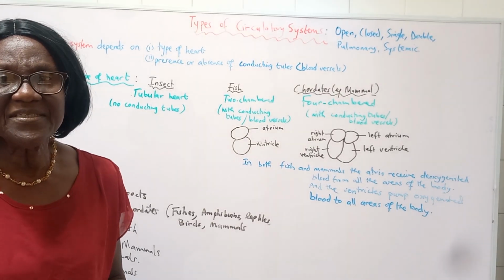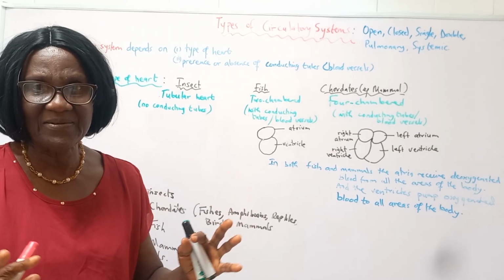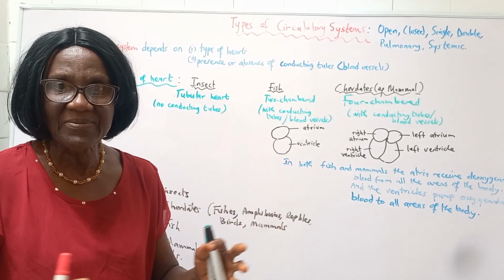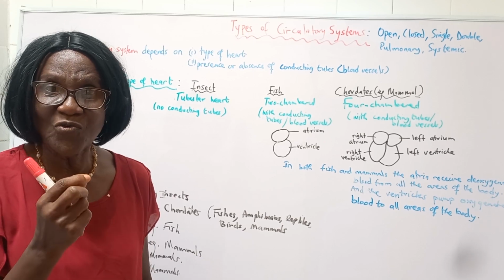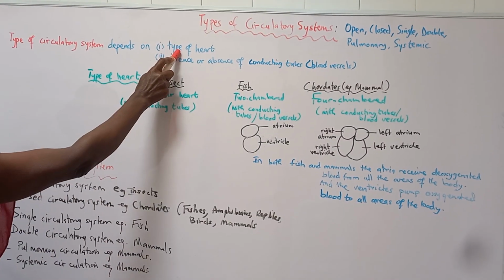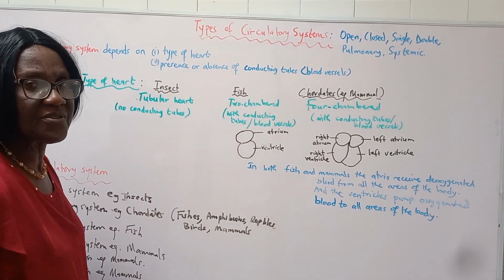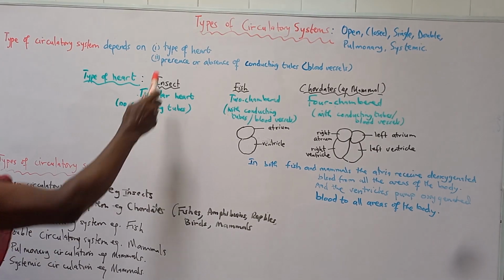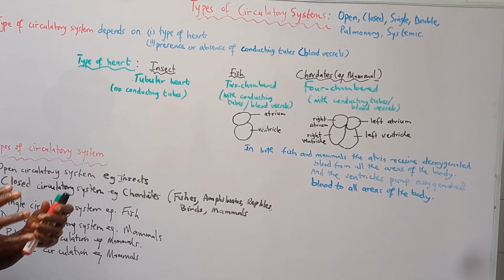Now, we need to understand that the type of circulatory system, how blood or substances flow through the organism, depends on two major things. One is the type of heart, and then the presence or absence of conducting tubes or vessels. Well, the heart serves as a pump that pushes the substances.